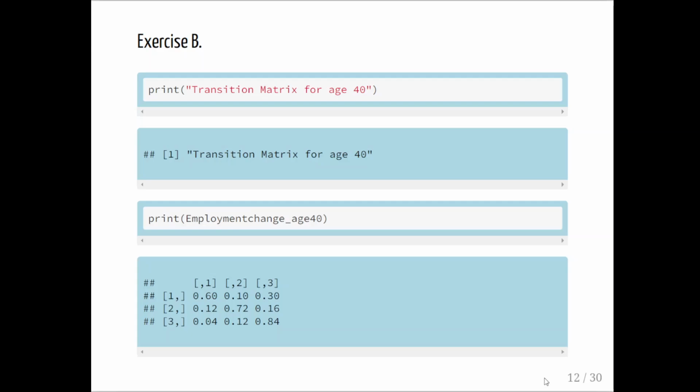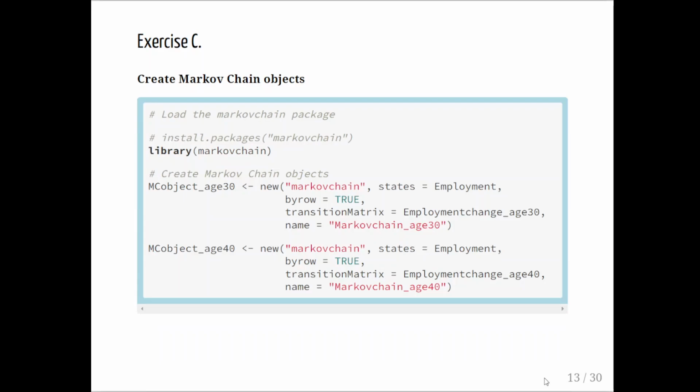Okay, that's us done. Now, what we're going to do here is create Markov chain objects. We're going to create 2 Markov chain objects, starting with Markov chain object age 30, so new object, Markov chain. States equal employment, that's the answer to exercise A. By row equals true, yes. And the transition matrix is employment change underscore age 30, and the name we're going to give this object is Markov chain underscore age 30. And again, we do the same thing for age 40 as well.